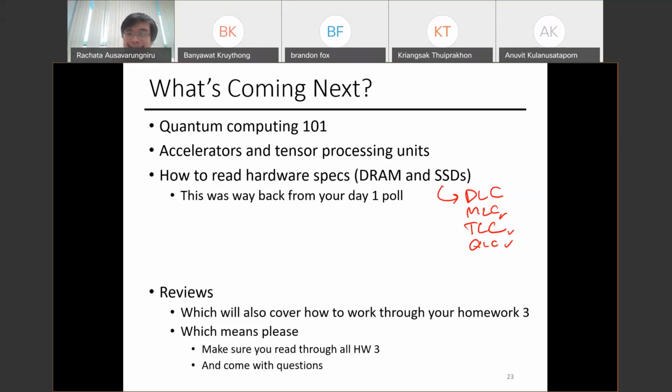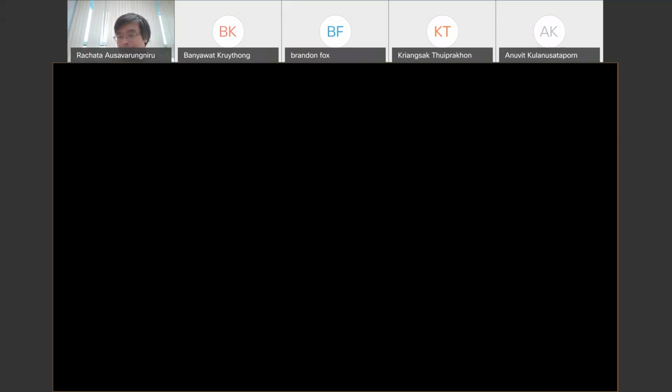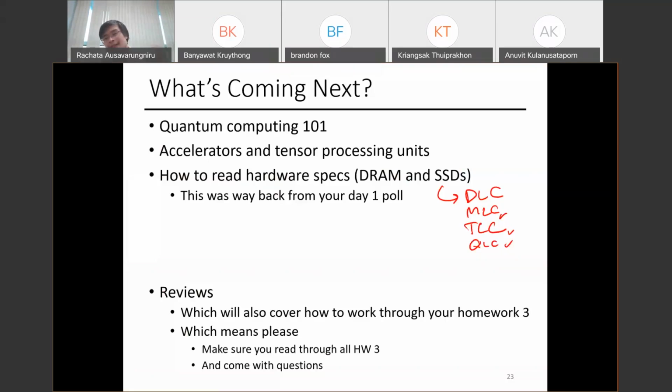All right. So that's basically the policy. And that's it for today's class. So I'll cover quantum computing. I'll cover accelerators. I'll cover how to read hardware specs. I'll cover the review.